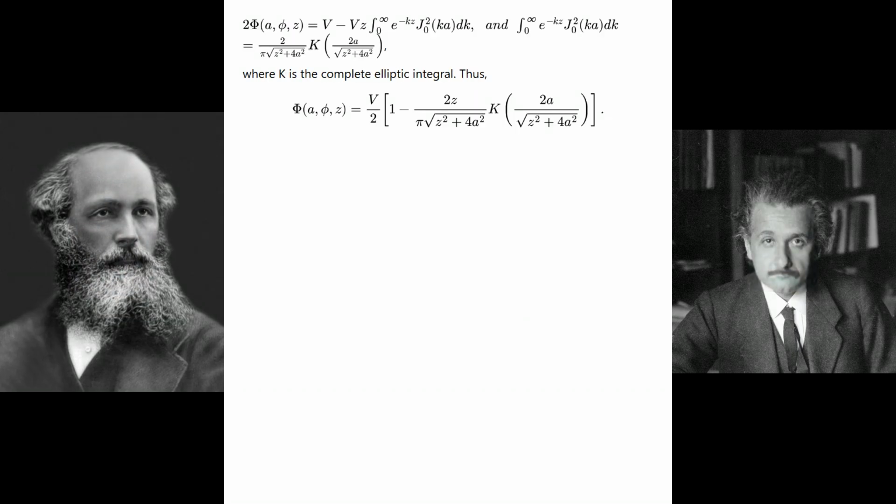Phi of rho, phi, z equals V minus V z times the integral from 0 to infinity of e to the negative kz times J sub 0 squared of ka dk. And the integral from 0 to infinity of e to the negative kz times J sub 0 squared of ka dk equals 2 over pi times the square root of z squared plus 4a squared, times K of the fraction with numerator 2a and denominator the square root of z squared plus 4a squared, where K is the complete elliptic integral. Thus, see the equation shown.